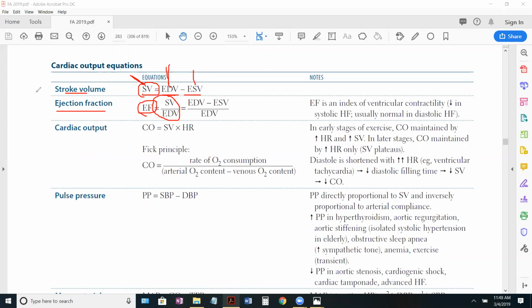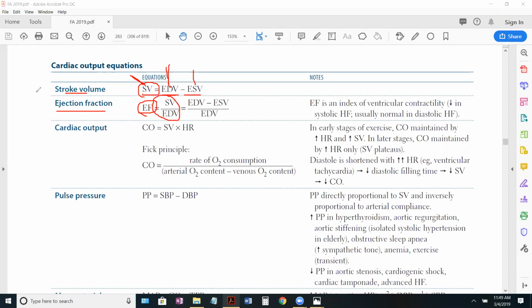What do you think about the ejection fraction? The ejection fraction, I think, is going to be basically in comparison to the amount of blood that is coming to the left ventricle and how much is leaving. So you're basically comparing those two values.